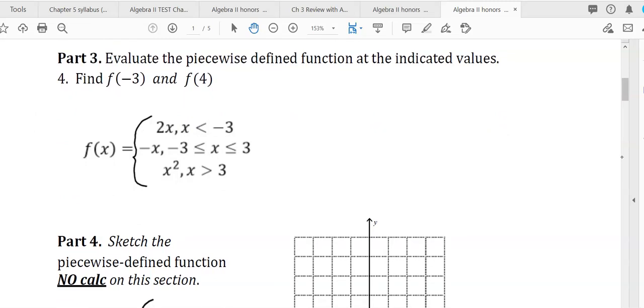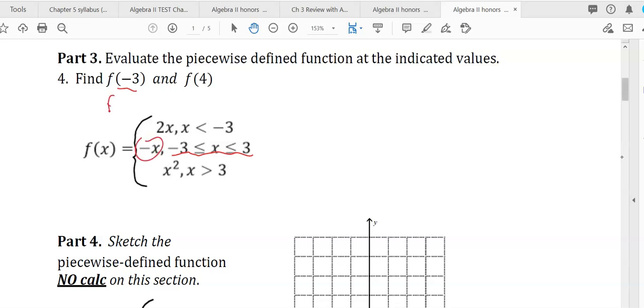So this one, make sure when you plug it in, you only get one answer, not 3. There's 3 pieces, but you're only going to plug into one of those. So f of -3. So which domain does that fit into? Not the first one, because it's not smaller than -3. I think it does fit into this domain, right? So -3 is less than or equal to -3. That's true. So you're going to plug into this function for that one.